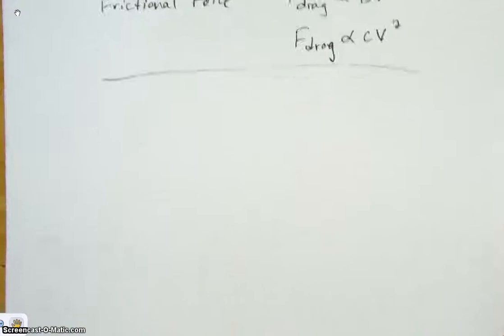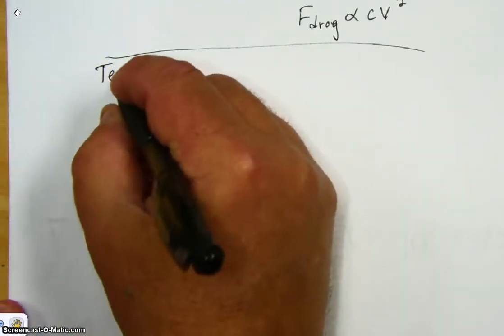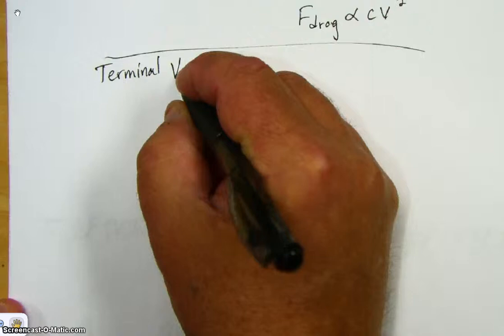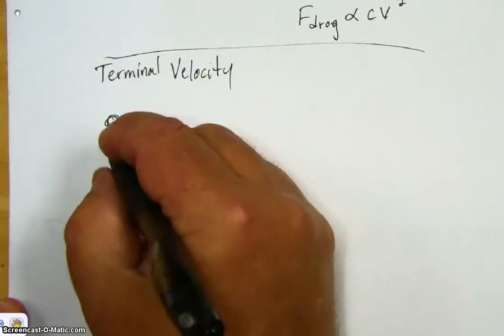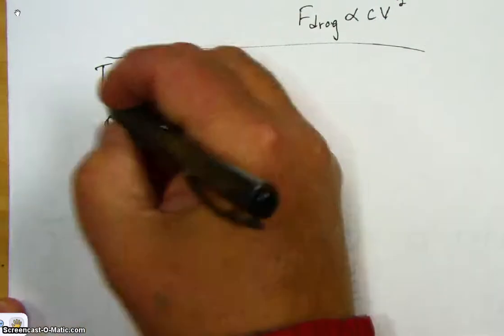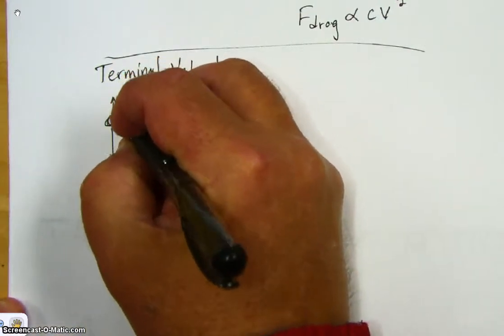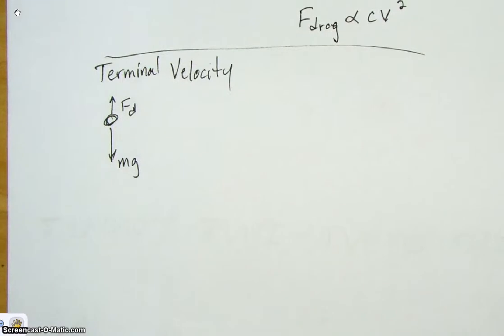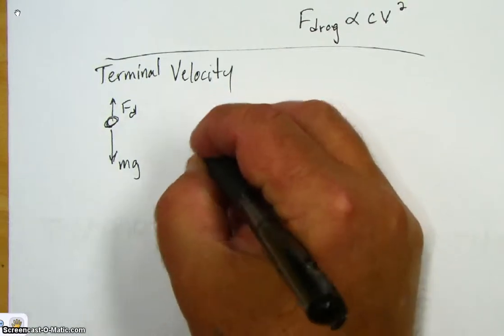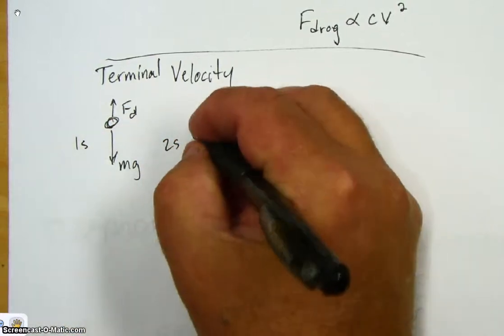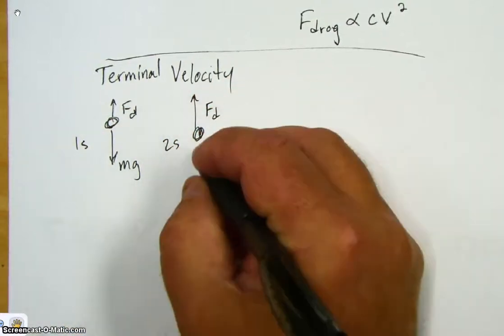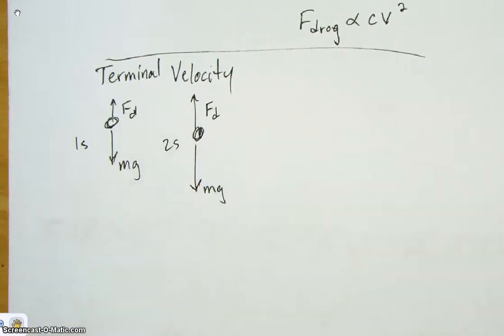Out of air resistance comes the concept of terminal velocity. Terminal velocity means that your speed is not changing anymore. So what happens if you have a skydiver that jumps out of an airplane? They have mg acting down, and the drag force acting up. But since the drag force depends upon velocity, as they fall faster, the drag force gets bigger. So let's say after 1 second, maybe after 2 seconds, I have something like that. Now FD is bigger. MG is still winning, so there's still a net force.